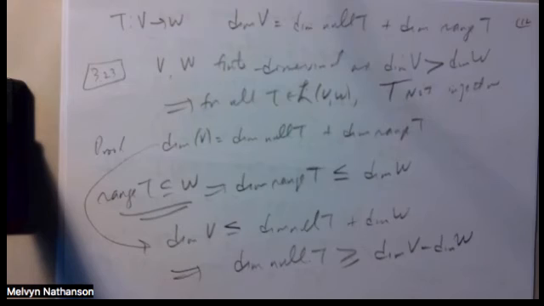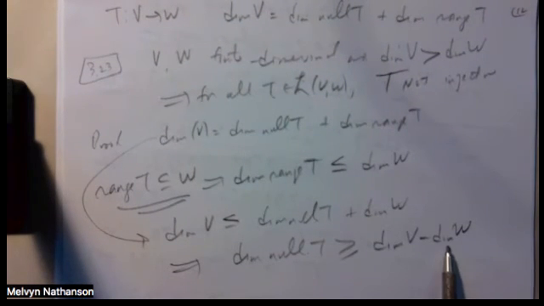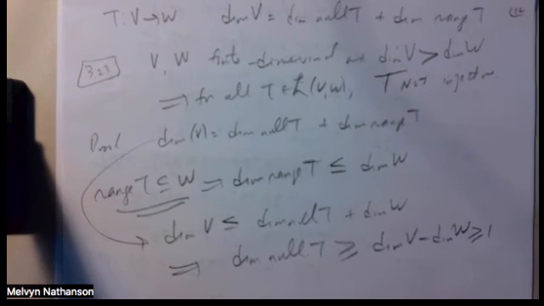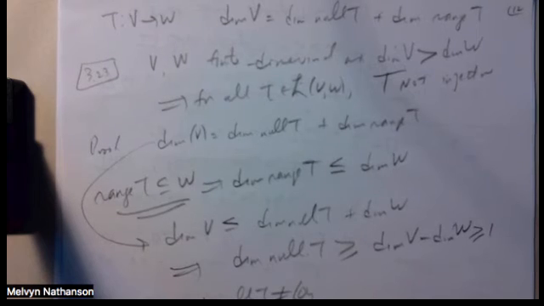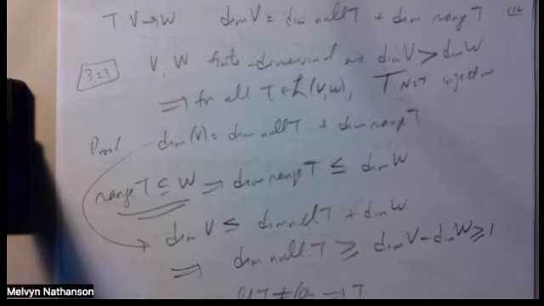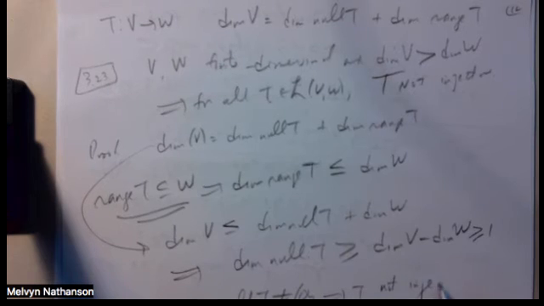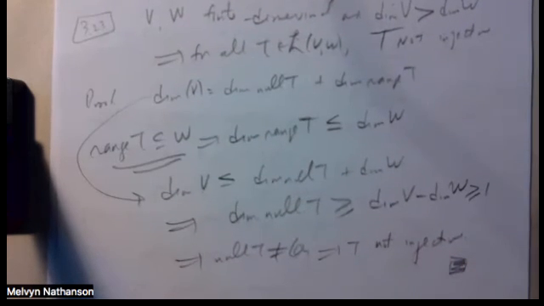But our hypothesis was that the dimension of V is strictly bigger than the dimension of W. This is greater than or equal to 1. So the null space is not 0. But the 0 space is 0 dimensional. So T is not injective. You map three-dimensional space into a two-dimensional space by a linear map. It cannot be one-to-one. Any questions about this?